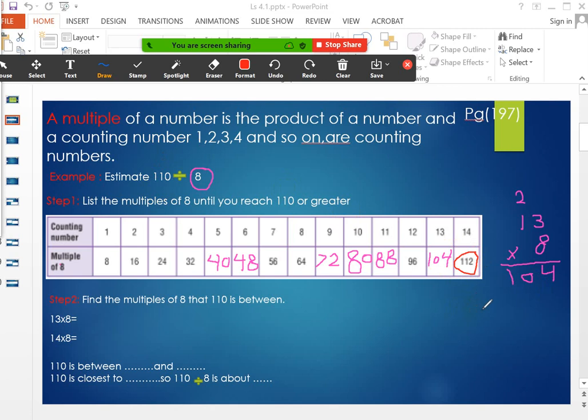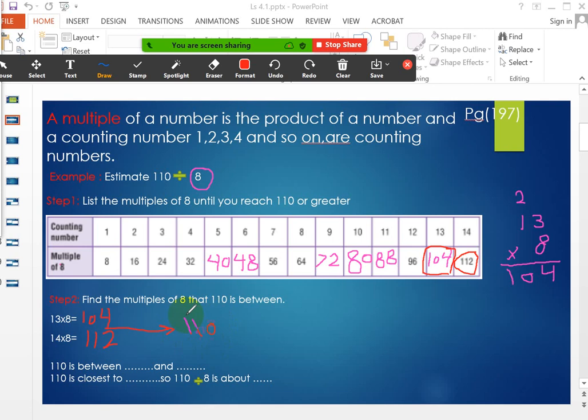Now, girls, I want you to focus with me. Look, 13 multiply 8 equals what? 104, right? 8 multiply 13 equals 104. Now 14 multiply 8 equals what? 112. So look, 110 is between those numbers, right? Between 104 and 112. It lies between those two multiples, 104 and 112.